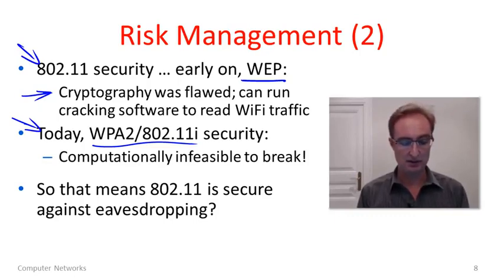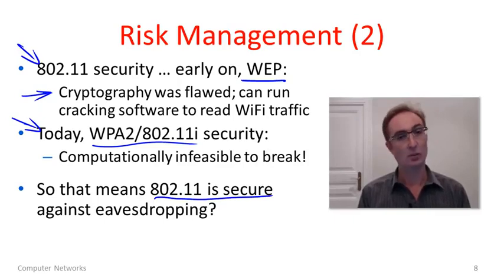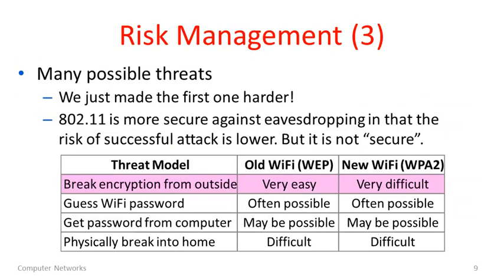My question for you is, does this mean that 802.11 is secure against eavesdropping? I have to say what the threat is. So against someone eavesdropping and listening into your messages, is it secure against that? Well, not necessarily. And the reason is that there are many possible threats. In fact, I've listed some here in this table. And you can see that the one we've been talking about with WEP and WPA2 is intercepting messages from the outside and breaking the encryption. We shifted that from very easy to very difficult by moving from WEP to WPA2.